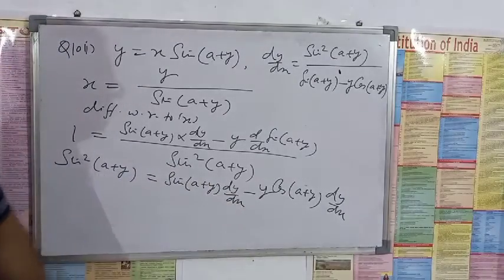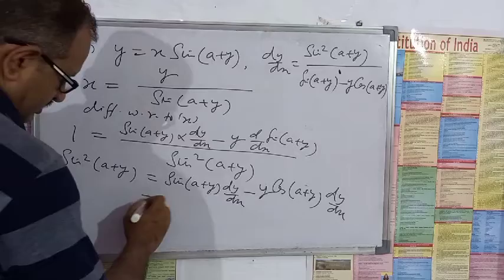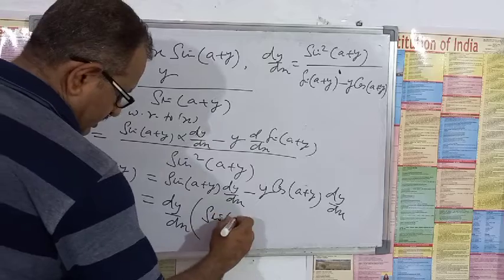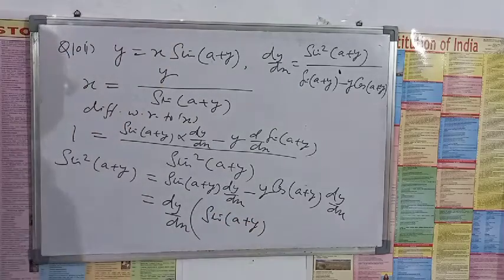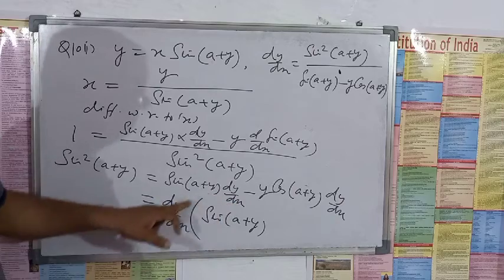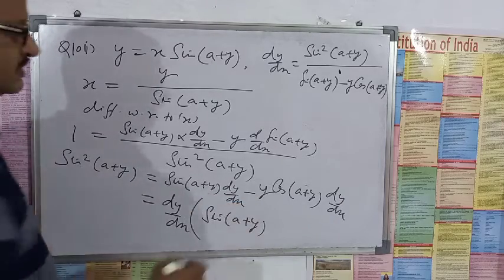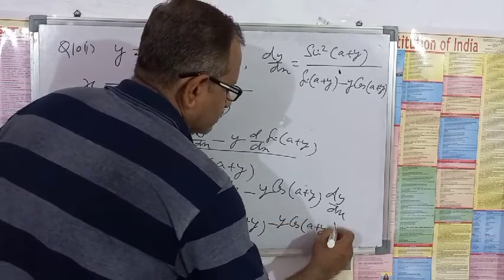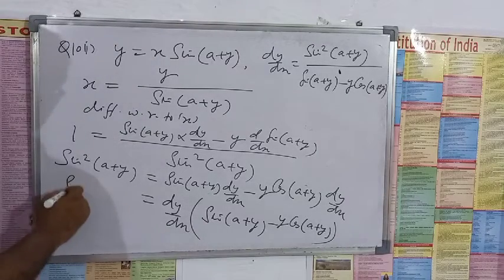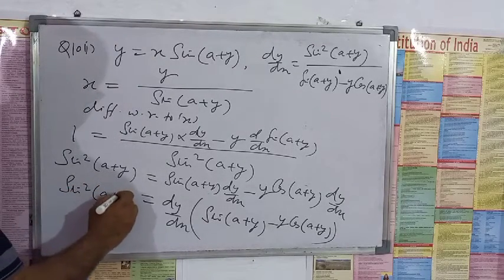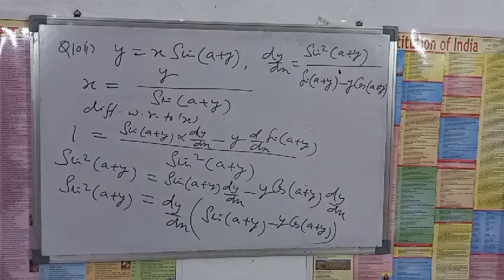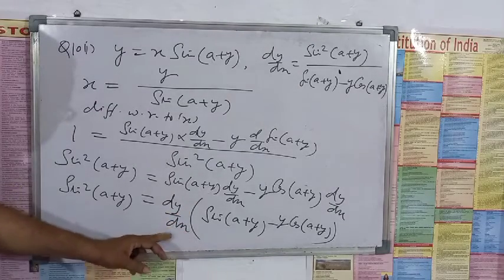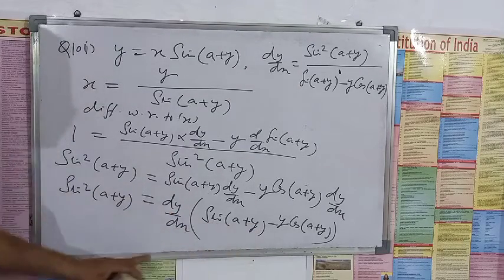Take dy by dx common. So we get sine a plus y minus y cos a plus y, and it is equal to sine square a plus y. We have to prove this result for dy by dx, so we find dy by dx. We will divide by the coefficient of dy by dx.